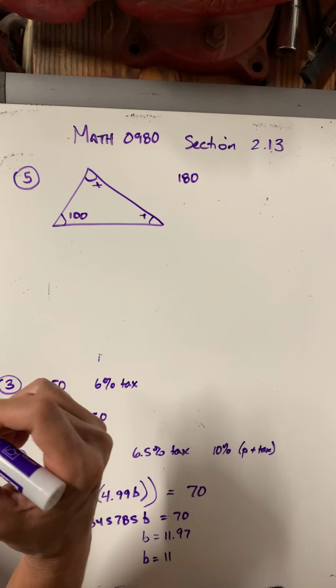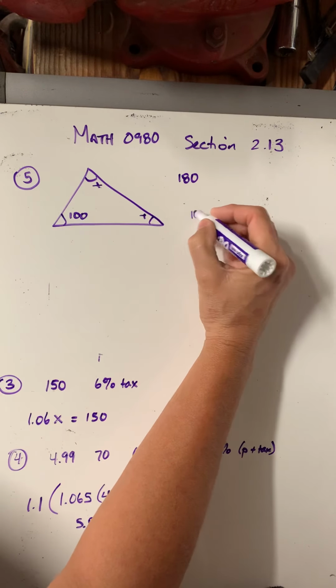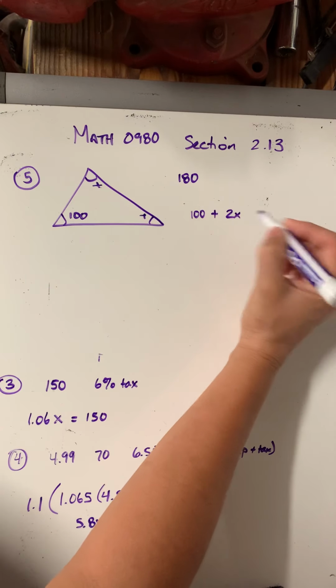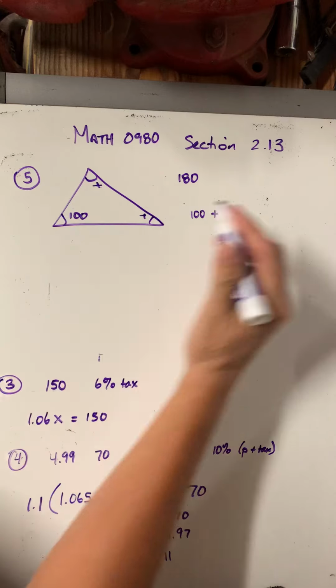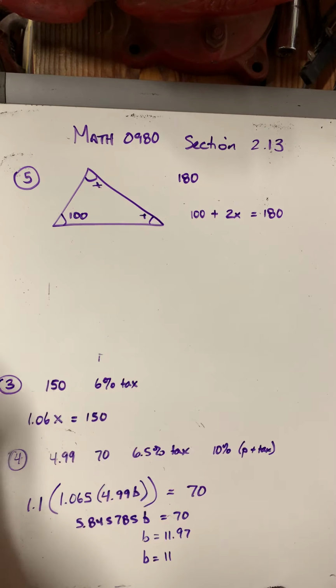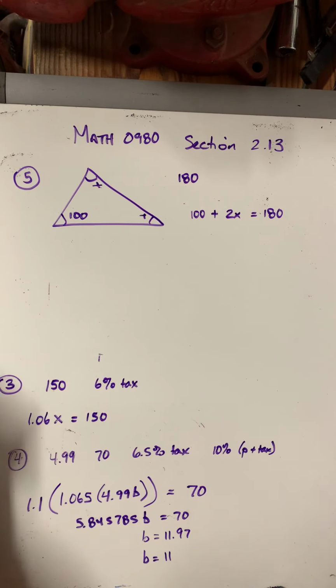So let's work through what we just said. If I had 100 for my first angle, and I added it to 2 of those other angles which are identical, then my total is 180. And this is what you would type in for that first part. And then you would solve it and give them the answer for the second part.